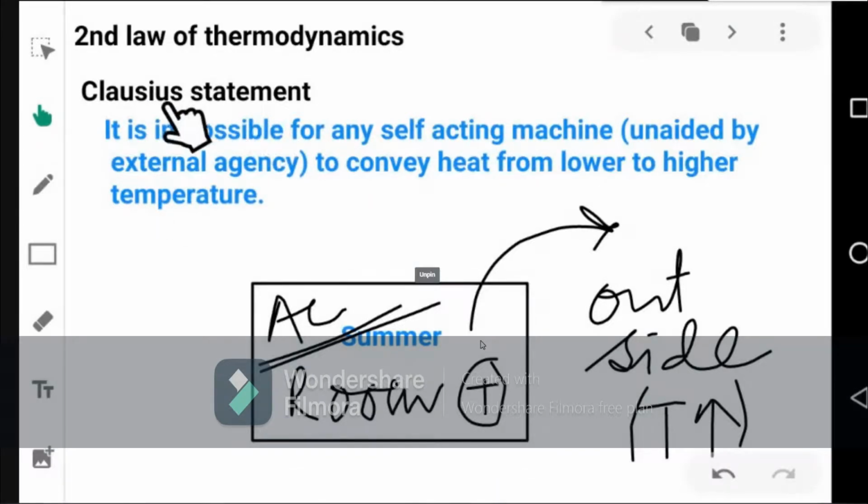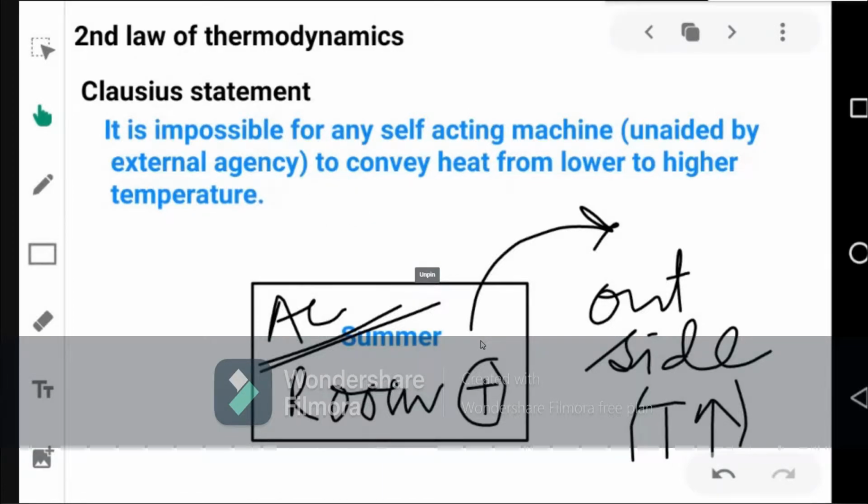Does it contradict this statement? No, sir, because AC is an external agency. AC is doing some work. That means in a spontaneous way the heat will flow from high to low temperature. But for lower to higher to be possible, you have to use some external agency. That is the machine. Did you understand?